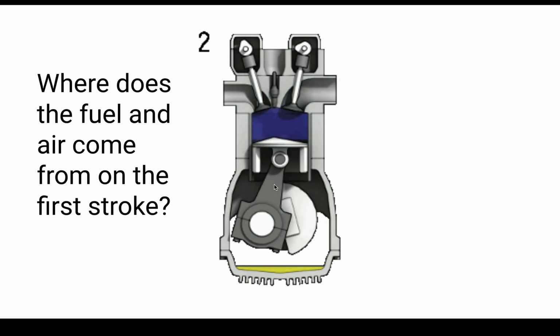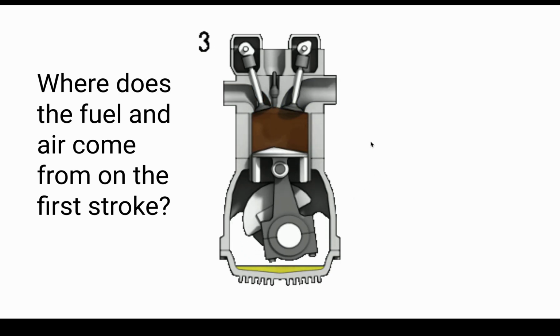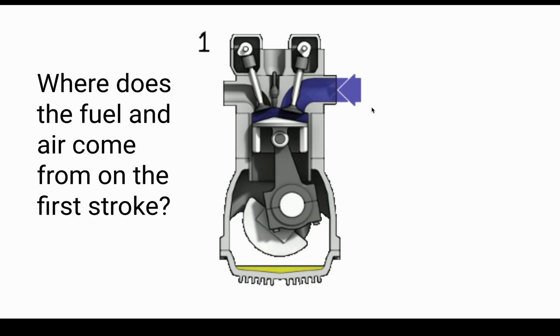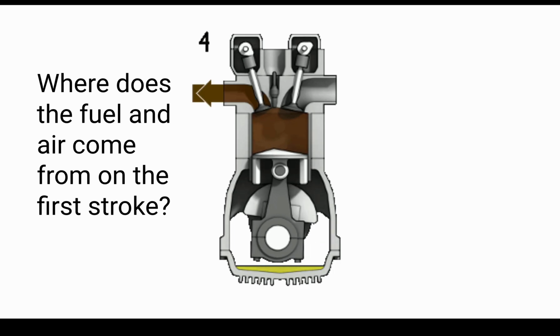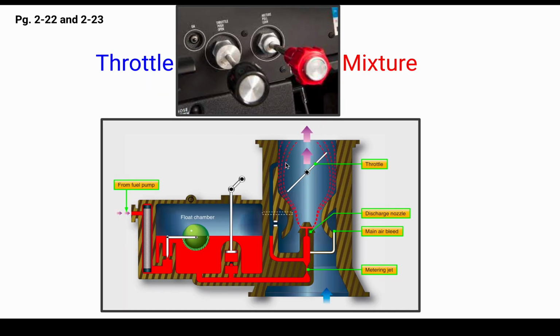And where does the fuel come from? On the first stroke, that one's called intake, and the definition is it intakes fuel and air mixed together into the cylinder. Where does it come from? Well, it comes from sometimes this thing called a carburetor, or it comes from some sort of fuel delivery system like fuel injection or something like that.